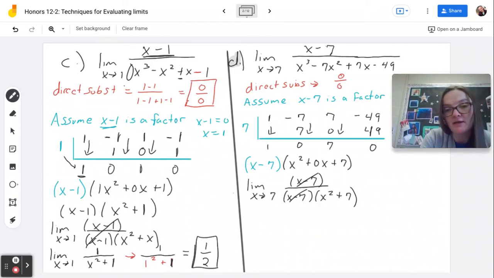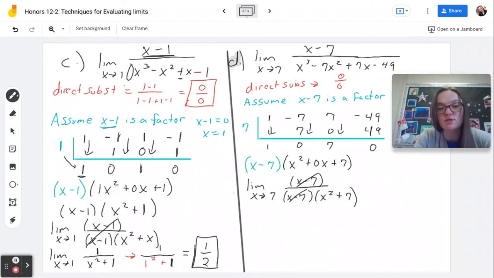Okay, so taking a look here, I got to this step. We used direct substitution. We determined it was indeterminate form. We assumed x minus 7 was a factor. And then from there, we rewrote the expression after using long division. So we have x minus 7 all over x minus 7 times x squared plus 7, which cancels. So the new limit's going to be a lot easier to take.